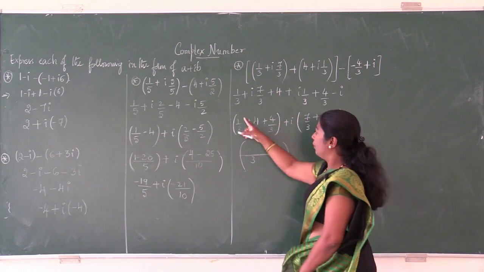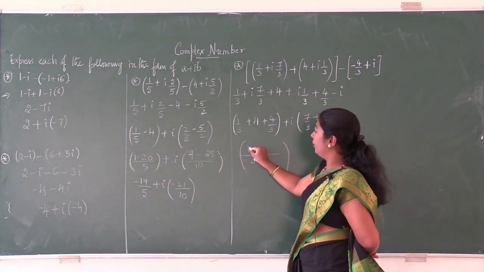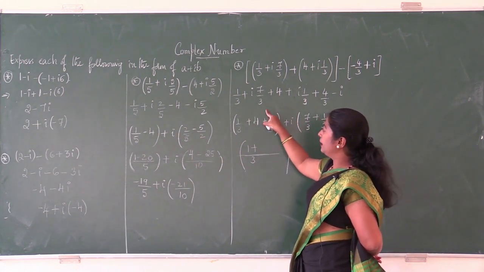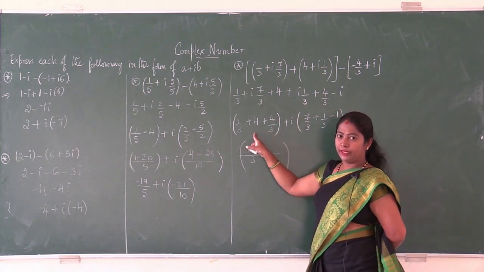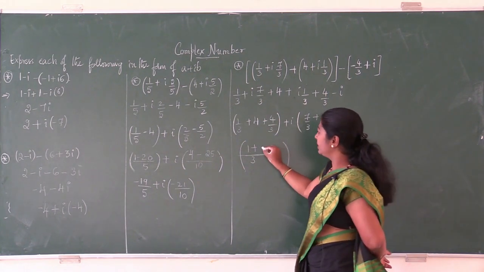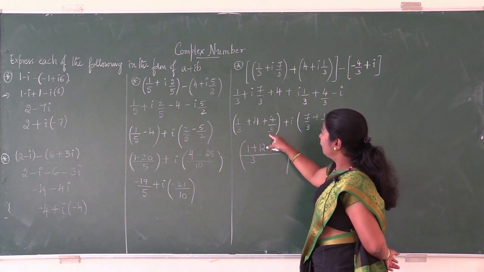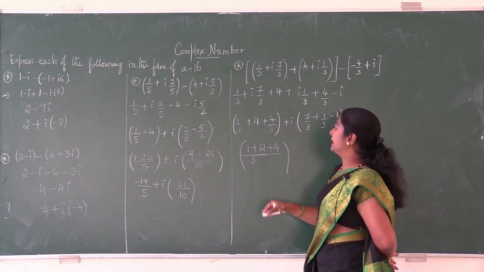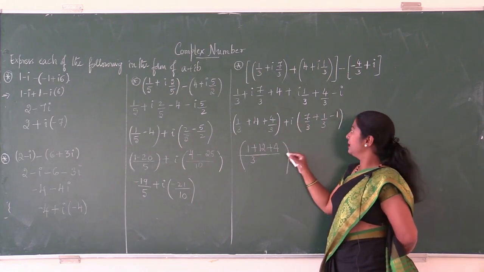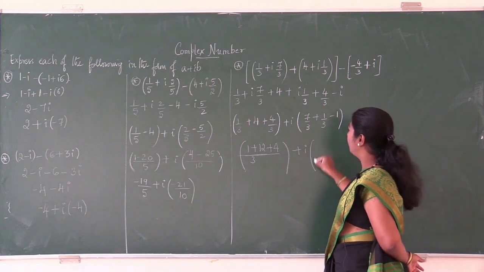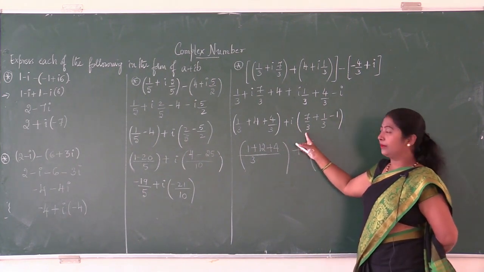What do I get? 1 by 3 into 3 will be 1. 4 by 1 into 3, that is 4 by 1 into LCM. LCM is 3. 4 3s are 12, plus 4 by 3 into 3. 3 and 3 gets cancelled. This will be 4.